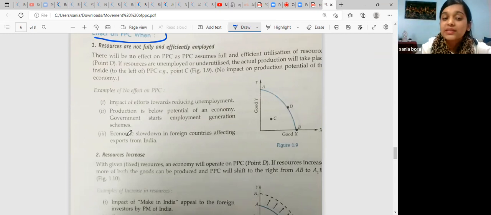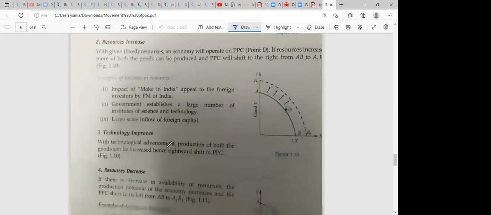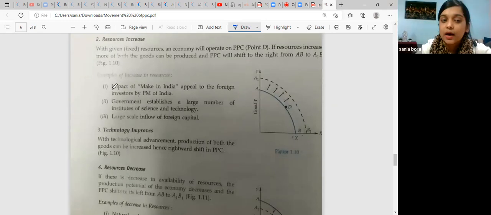Next, economic slowdown in foreign countries affecting the export of India. Basically, the slowdown came and somewhere we came down because it was affecting our exports. There also, no technology is increased, and no resources are being increased or decreased. So that's why no effect. Clear? Yes, teacher. Next is the impact of the Make in India appeal for foreign investment in India. Make in India appeal. This is the question which you'll be getting most of the time.